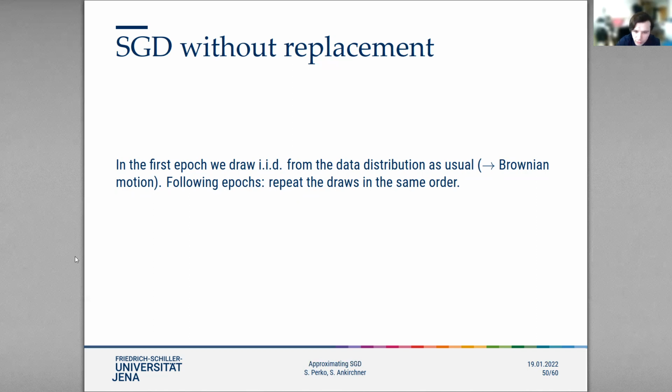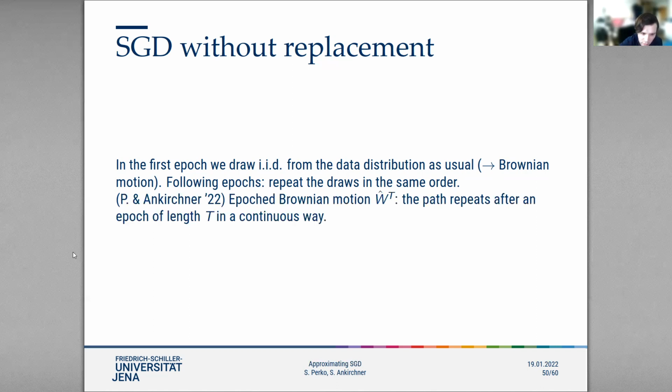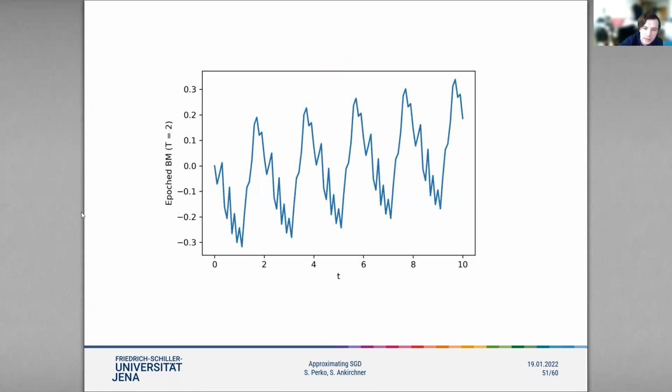In the following epochs, we repeat the draws in the same order. So what we proposed is what we call epoch Brownian motion, which is Brownian motion until time capital T, and then the path of this process repeats itself after the first epoch in a continuous fashion. Here is a single realization of epoch Brownian motion with T equals 2. You can see after time 2, the path repeats itself.